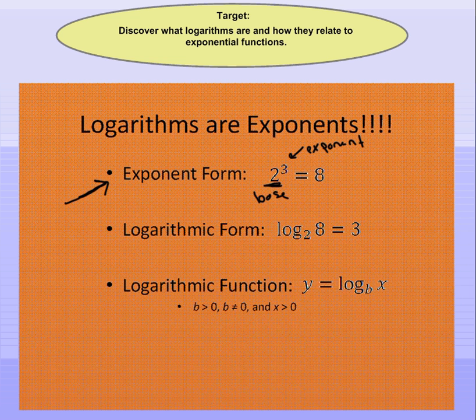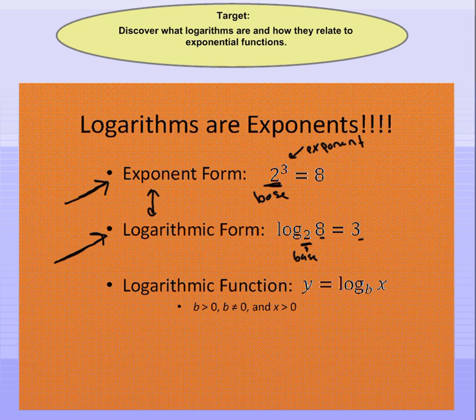Then we have logarithmic form. These are equivalent. The exponential form and the logarithmic form that you see here are equivalent. You see a lot of the same numbers. You see the 2, the 8, and the 3. They're just in a different order with this log. This 2 is still considered the base.